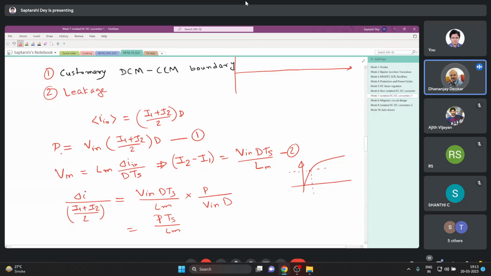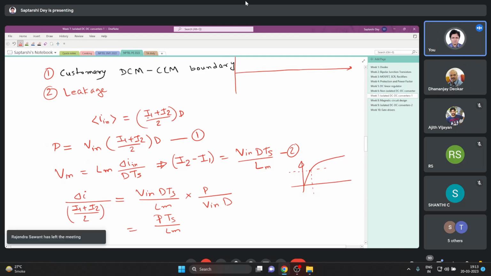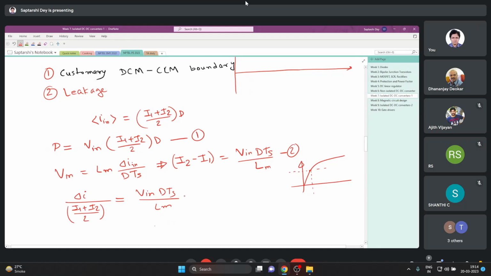Am I missing something? The energy stored in the primary inductor is equal to half L i squared. My left hand side is dimension zero, current by current. It should also be dimension zero. Why is it not dimension zero? Average current is this. Current into voltage is power. P is this. V equals L di by dt, and dt is d Ts. Energy divided by inductance. Oh, okay. This is in the denominator, I directly multiplied it. This is Vin D by P.